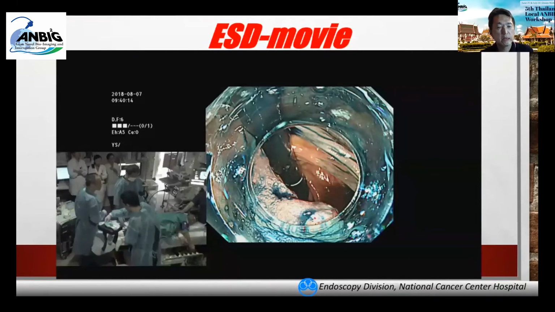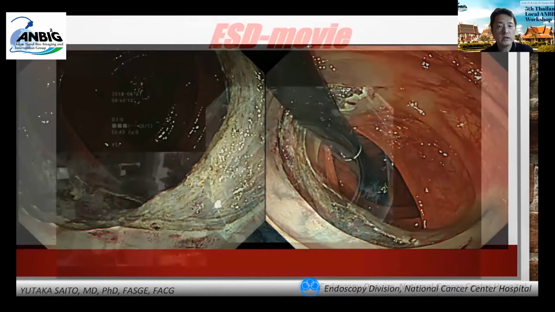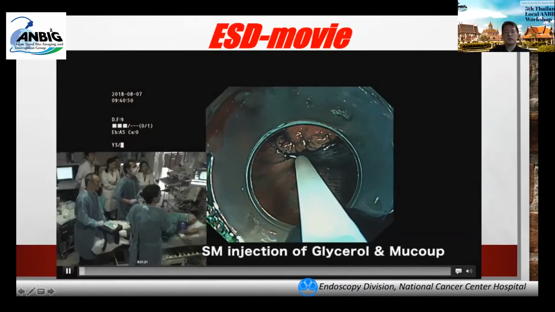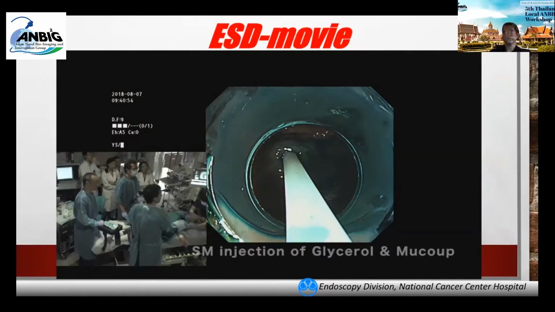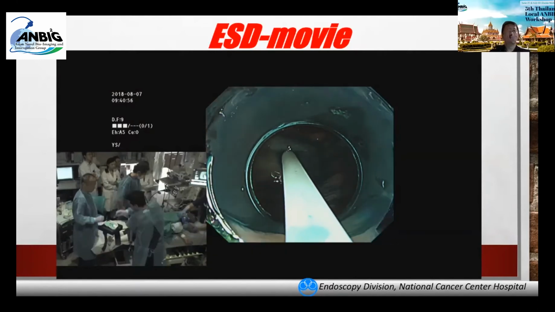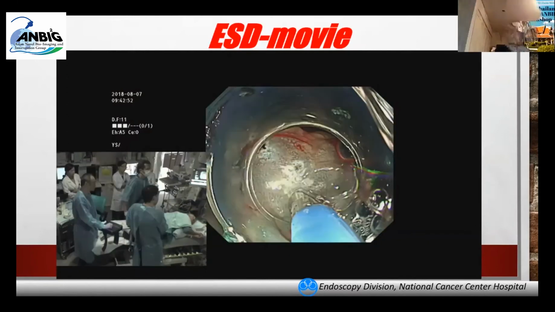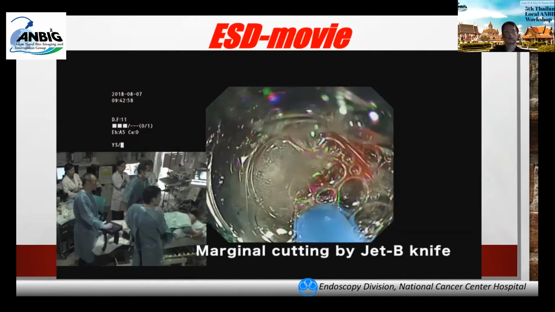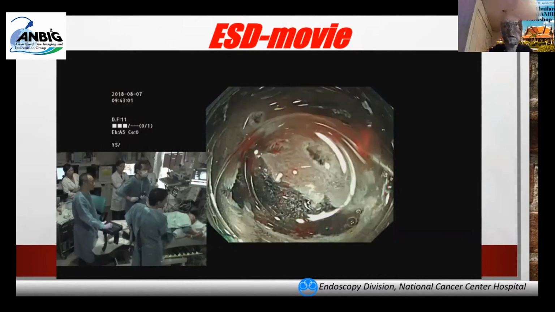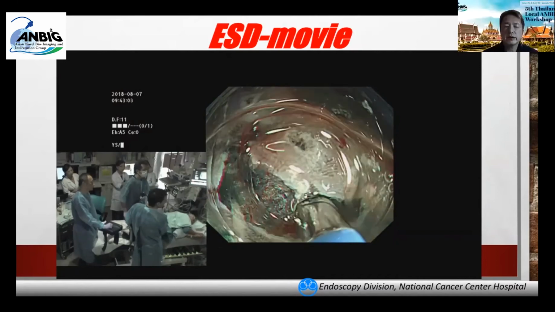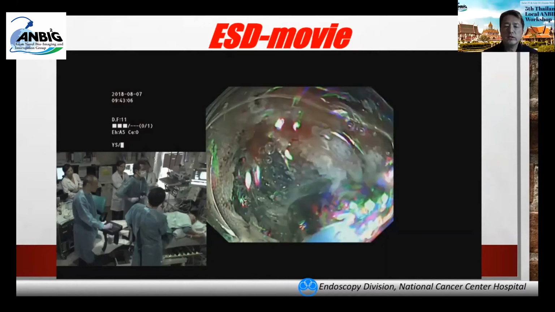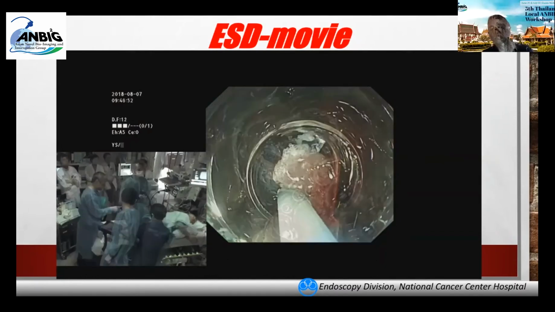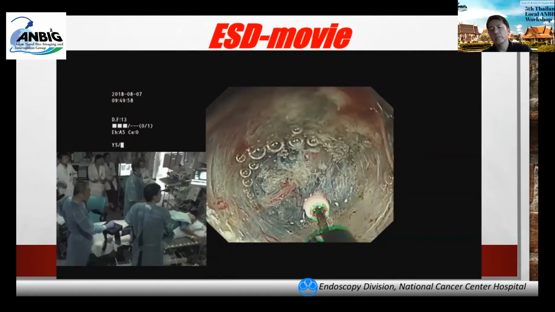Oh, sorry, ESD. How about the movie? Retroflex position, injection. It's important, don't perform circumferential resection in colorectal ESD. So I'm performing the partial marginal resection and then directly moving to the submucosal dissection.